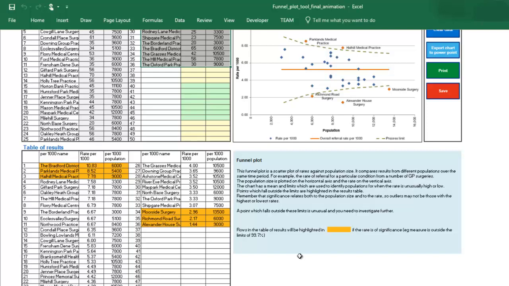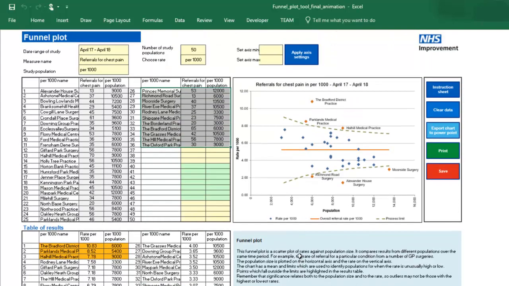When you get observations like this, you need to go and investigate what's different about those populations. Perhaps this surgery is a very young surgery with much less referrals for chest pain. Perhaps this one has a very high population of elderly patients. Who knows? That's up to you to find out.